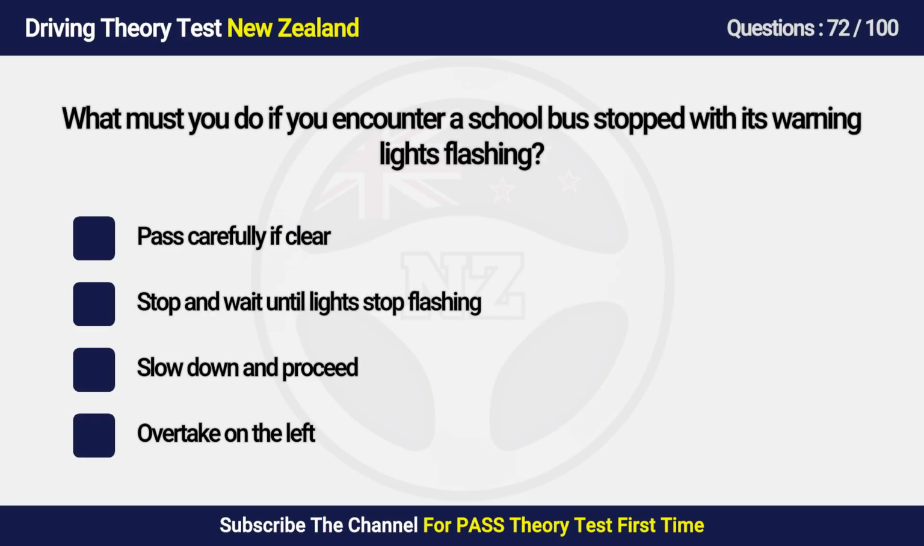Question 72. What must you do if you encounter a school bus stopped with its warning lights flashing? A. Pass carefully if clear. B. Stop and wait until lights stop flashing. C. Slow down and proceed. D. Overtake on the left.